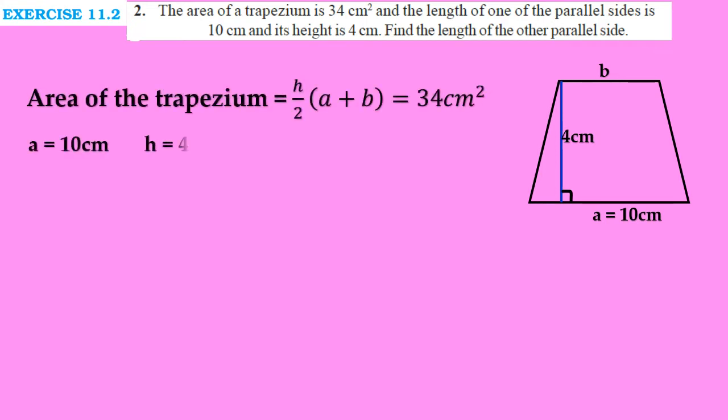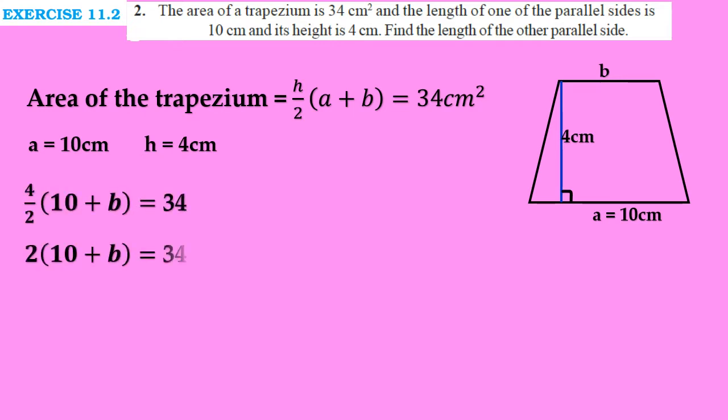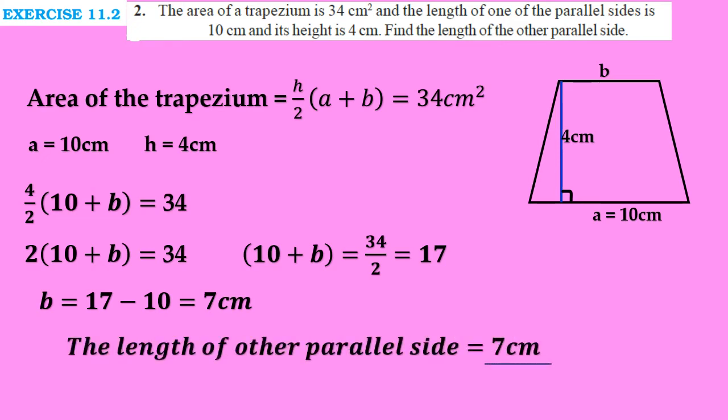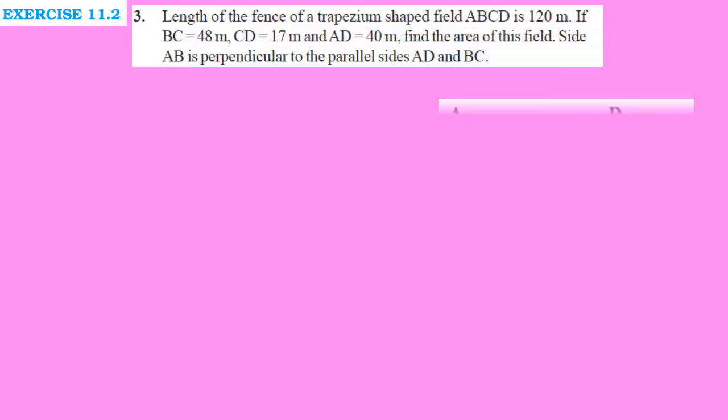So the area of the trapezium is 34 centimeter square. In that, h we know, a we know, only b has to be found. So substitute the values in the formula and simplify. Then from this find out b. Solve for b, so you will get b equal to 7 centimeter. The other parallel side is 7 centimeter. Now moving on to question number 3.